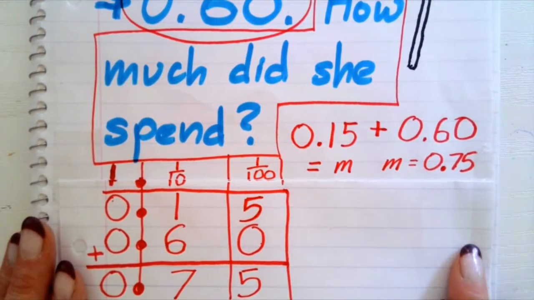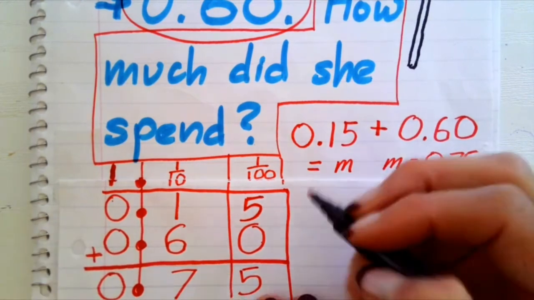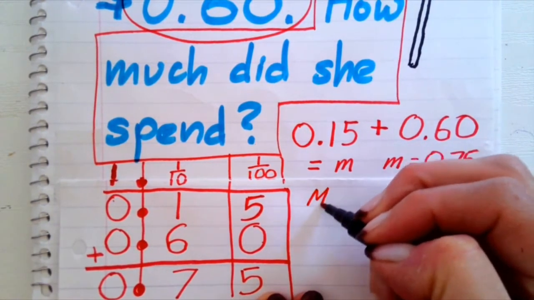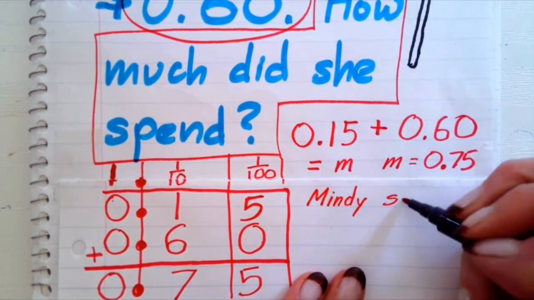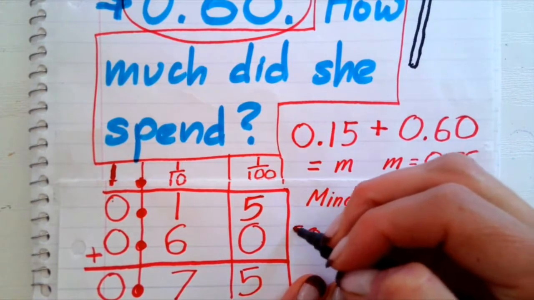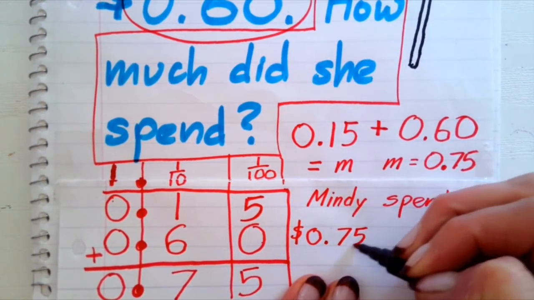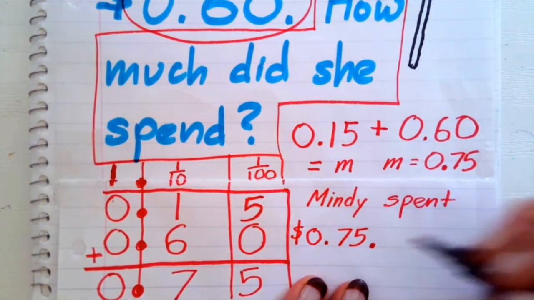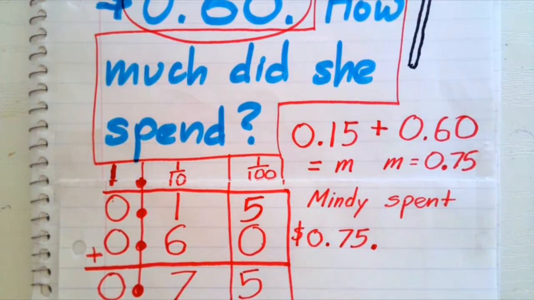Let's write that sentence here since we always answer a word problem with a sentence. Mindy spent, we put a money symbol here, 0.75, 75 cents, period. Mindy spent 75 cents.